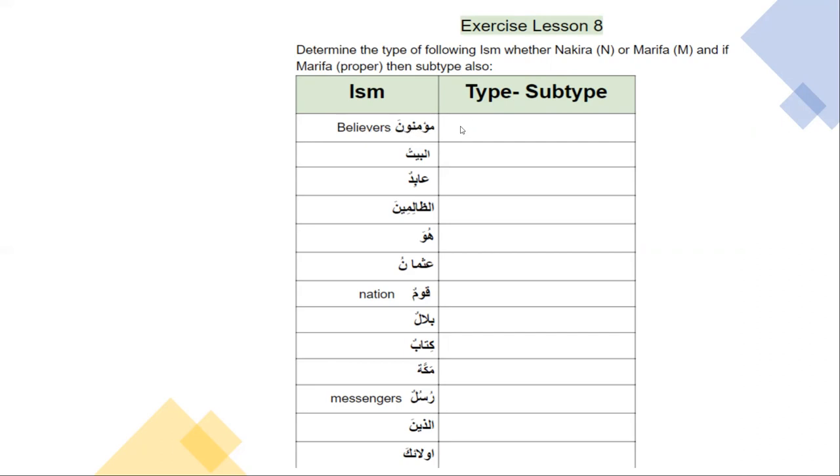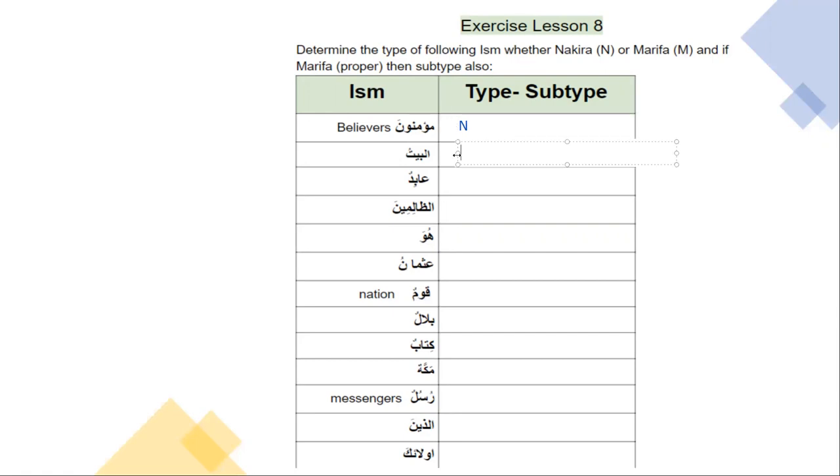Okay, so mu'minuna, is it a particular name of a person? No. We know it's a plural, and it's not a particular name of a person, and we don't see that it's a connector word or a pronoun or pointing word. And we don't see al at the beginning also. And it's not preceded by ya, right? So it's a nakra, common ism.